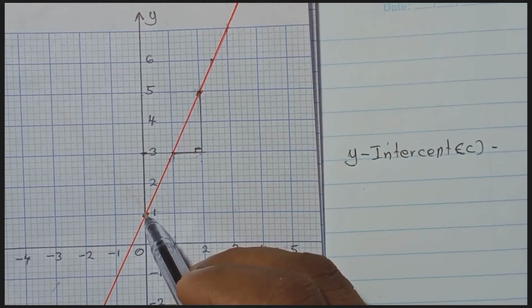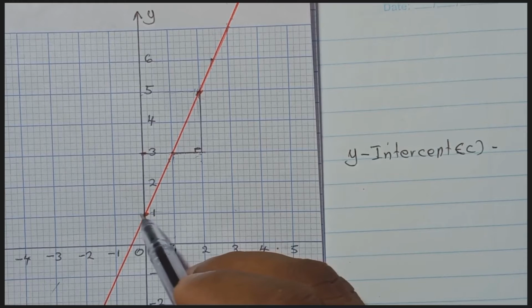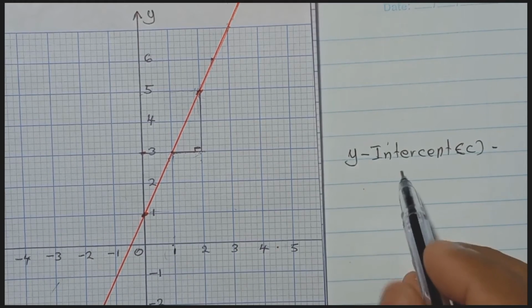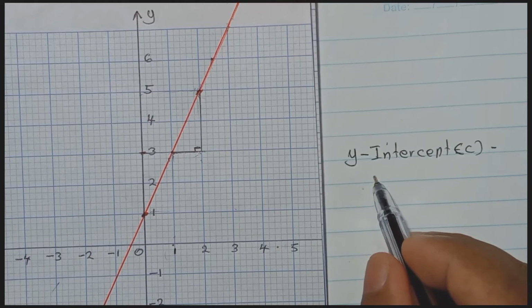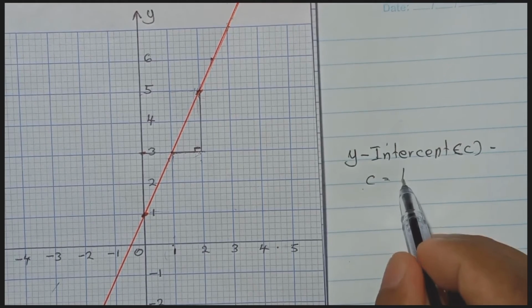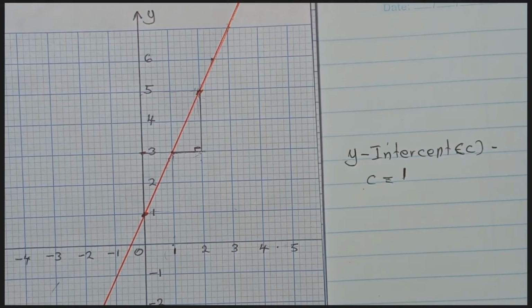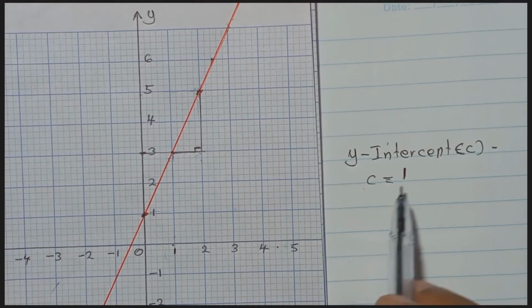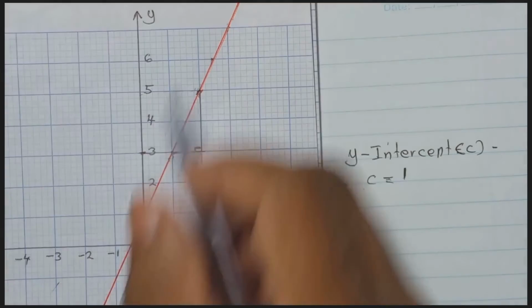Here at the y-intercept, the y value is 1, no? So that's why the y-intercept is c. How much is c? It's 1. When you write y equals mx plus c, c will become 1 for this equation.